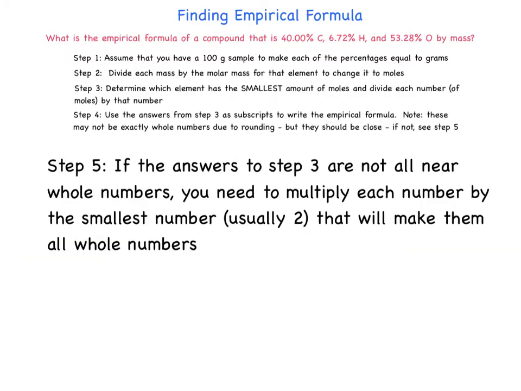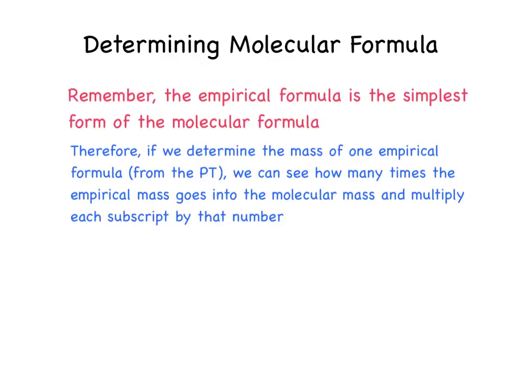Now if I end up with those ratios and one of them is around 1.5 or something like that, that's too far away from the whole number to round it, so I would have to multiply each of those by the smallest number that will make them all whole numbers, and usually if you double it, that'll end up working.